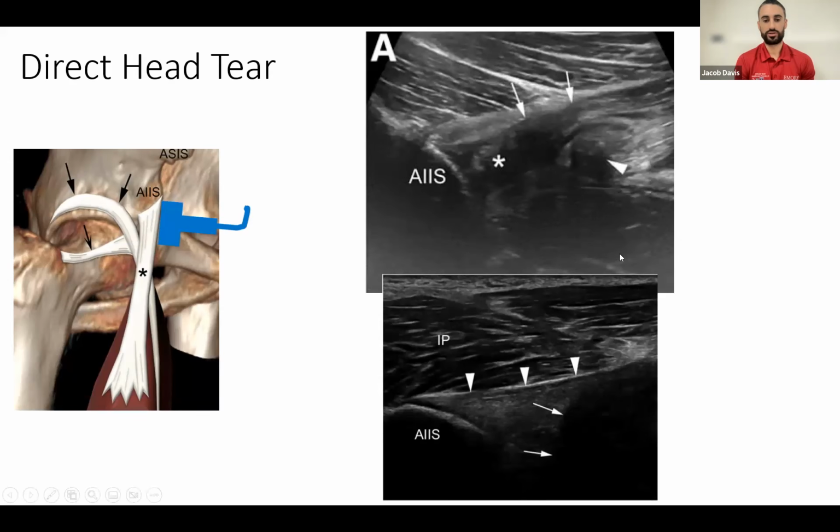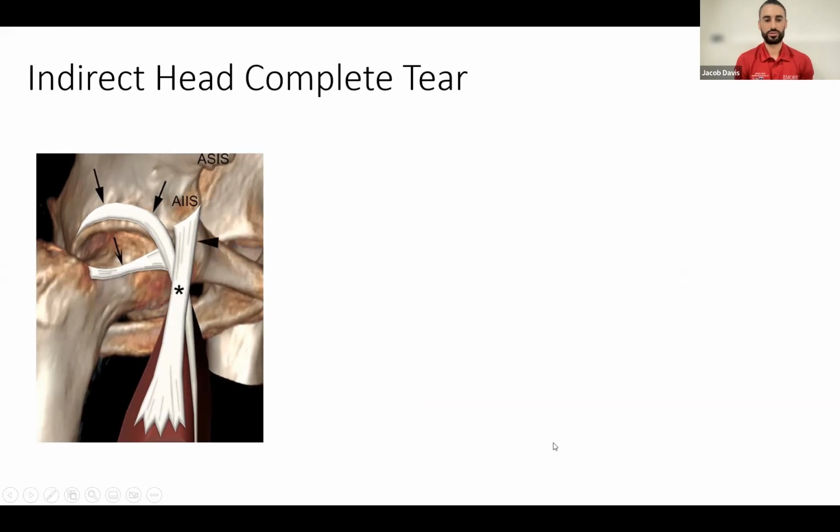And right away, you can see there is a complete rupture of the direct head of the rectus femoris. There's a nice hematoma in this area, and you can see the retracted tendon off of the AIIS and not attached to it. So that's pretty nice to appreciate there, especially comparing it to the normal picture below. Definitely a complete rupture of this tendon with hematoma and retraction.